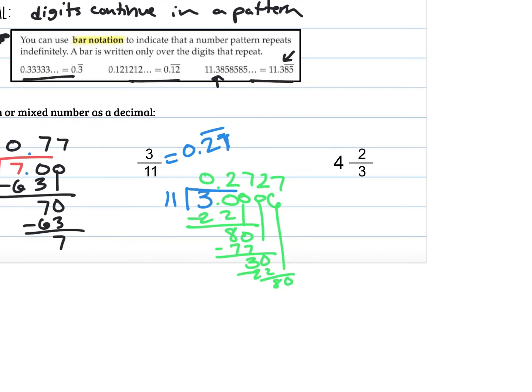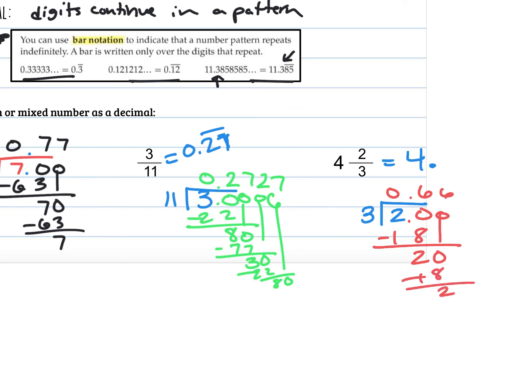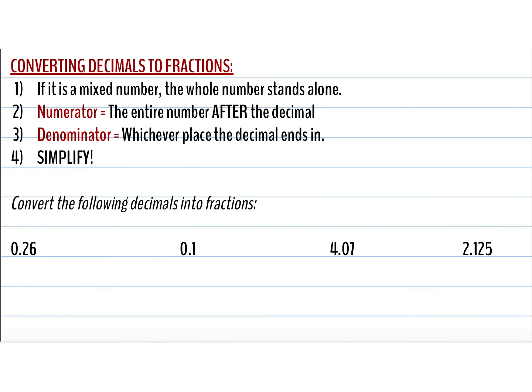Okay, so again, a mixed number, same thing. We know this is going to be 4 and something, so we just need to worry about our fraction part. 2 divided by 3. I know that 3 cannot go into 2, but it can go into 20. 6 times. 6 times 3 is 18. 2 left over. 3 goes into 20 6 times for 18. And sometimes you can see that pattern happening right away. So we see that that is going to be 0.6 repeating. Or you could write 0.66 repeating. Those are equivalent.